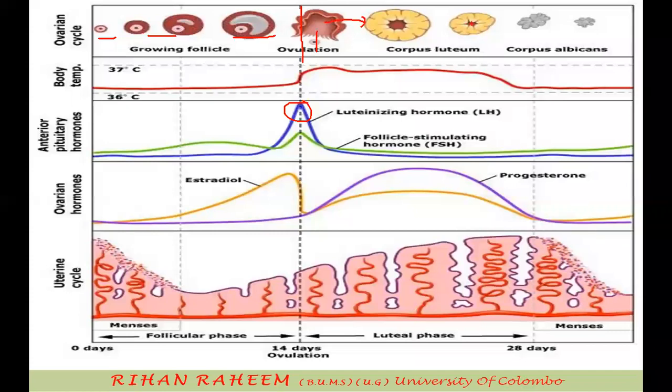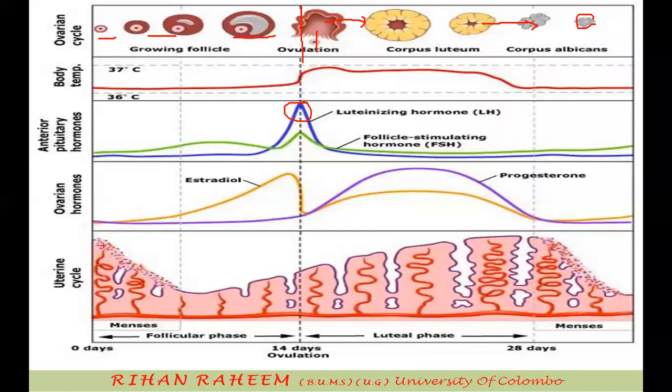And after a few days, the corpus luteum will become corpus albicans, and it will become smaller and smaller, and finally it will be like a tiny dot. We know that story. 14th day, 14th day. This dotted line is showing the 14th day. Then below in the uterus, in the womb, what is happening?